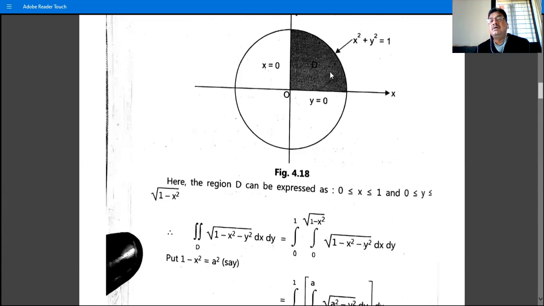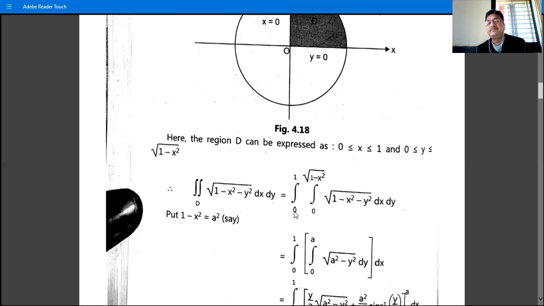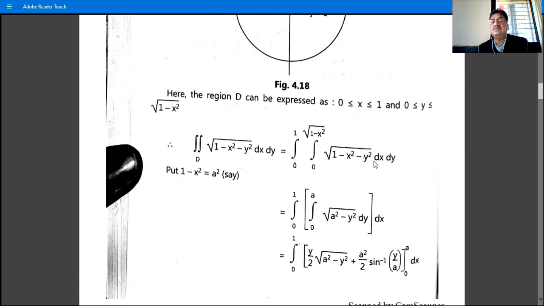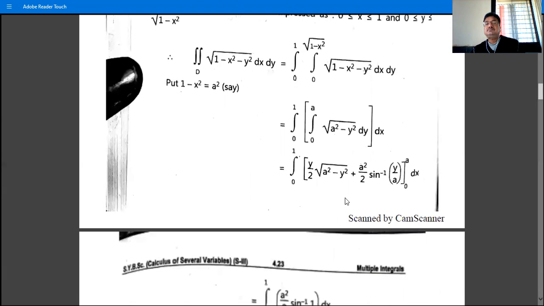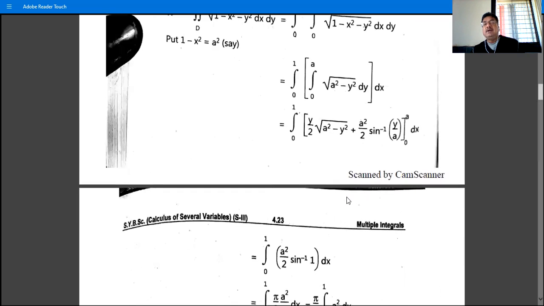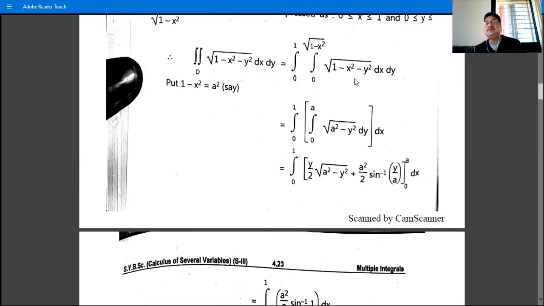And in order to cover this area, we have to move this strip parallel to the y axis from 0 to 1, and therefore the limits of x are 0 to 1. This is the limit of y. So this is the integration with respect to y first, and then with respect to x. The same problem we can solve by integrating with respect to x first, and I will show you the answer.